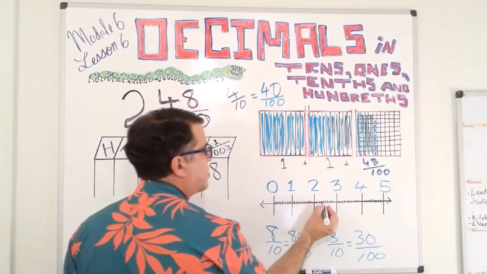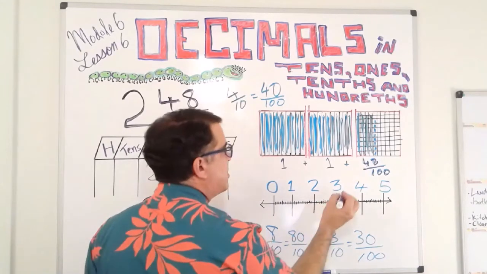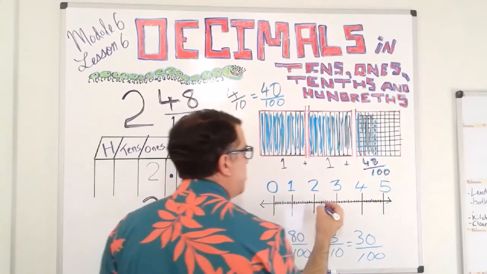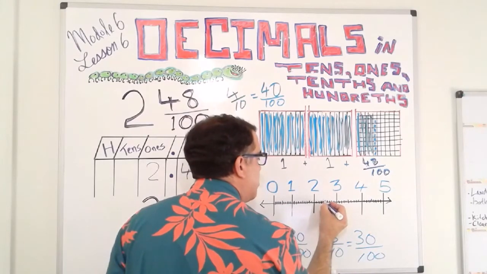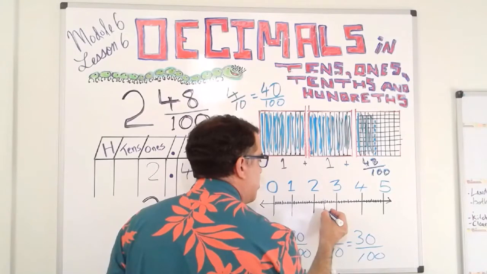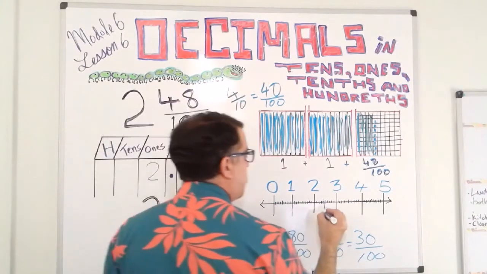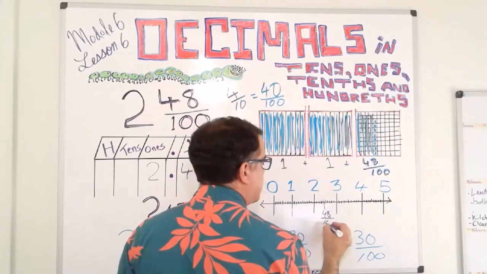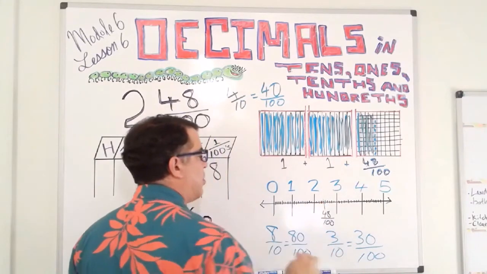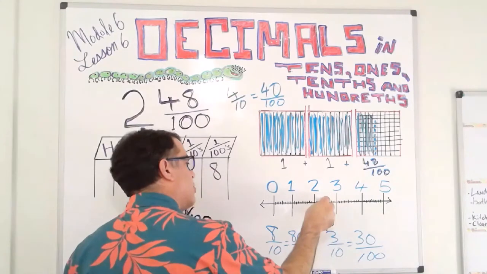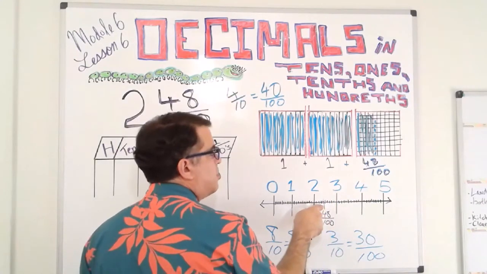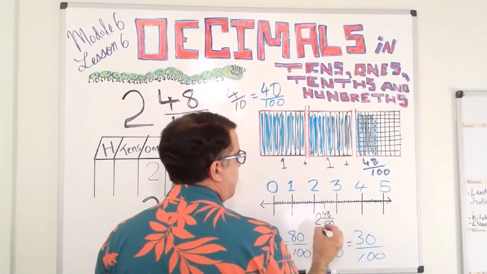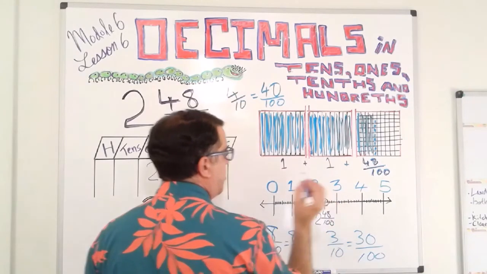for 4 tenths. And then in between these tenths, there are going to be 10 more lines to create the hundredths. And so you have to imagine or estimate that 48 hundredths is somewhere in between 4 and 5 tenths. Itty bitty tiny marks. If you could get in with a microscope and look real close, there would be 10 marks in between these tenths. So 2 and 48 hundredths is going to be right here in that neighborhood.